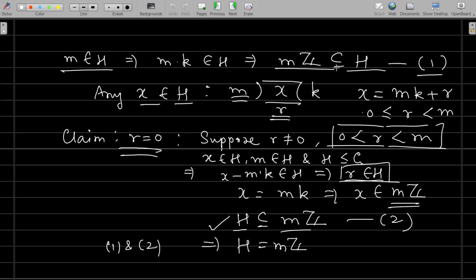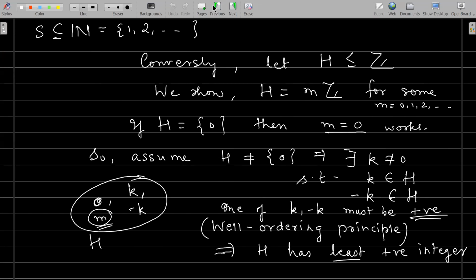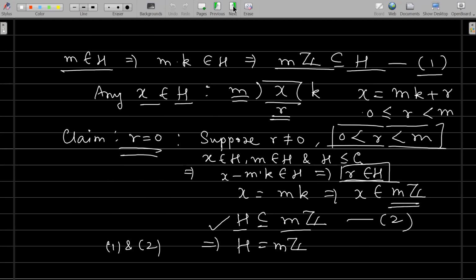Right? We said what was M? M was the least positive integer in H. That was M. And now something smaller than M, positive, belongs to H. That is a contradiction to the leastness of M. So why do we get a contradiction? Our assumption is wrong. What was the assumption? Suppose R is non-zero. That is wrong. So what must be true? In fact, R must be 0.